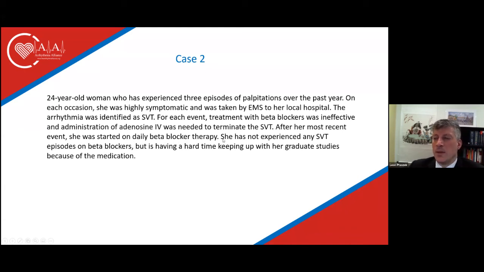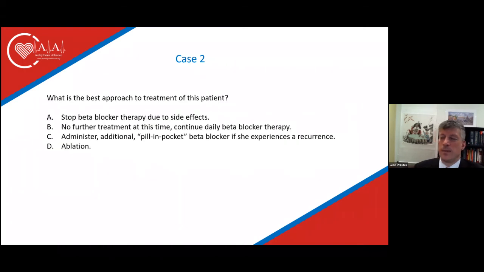While on the beta blocker, leading up to the appointment during which we're discussing these options, she's not experienced any additional episodes of supraventricular tachycardia. And that's great. But the downside is that she's having a really hard time keeping up with her graduate studies because of the medication. So she's having a hard time concentrating. She's ending up having a lot of fatigue on the beta blocker. So she's wondering what other options are available to her.